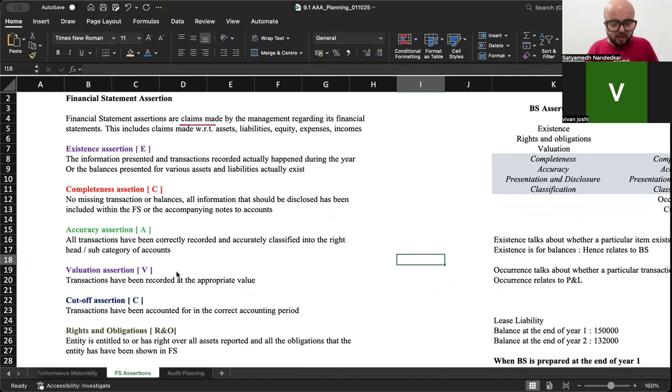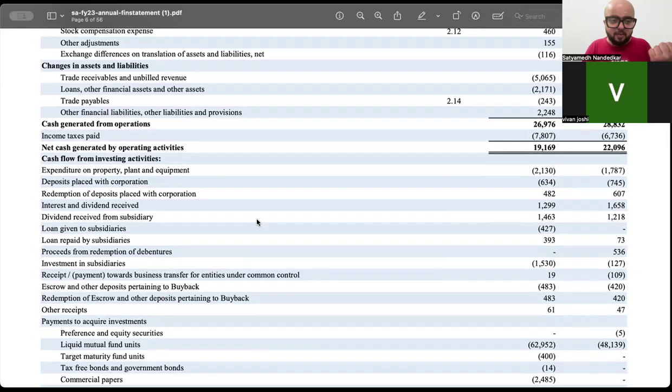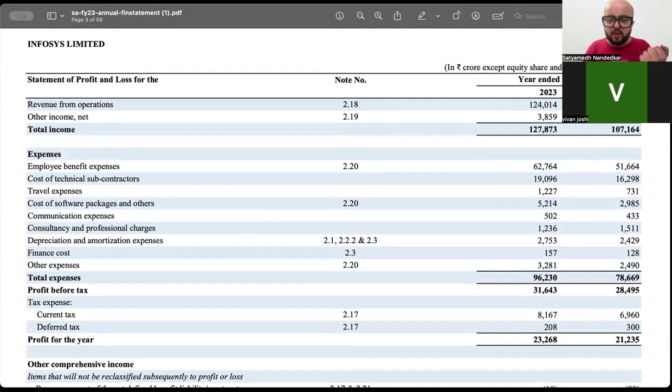आप ये देखो, यहाँ पे इंडिपेंडेंट डायरेक्टर, चीफ एग्जीक्यूटिव ऑफिसर, डायरेक्टर, company secretary, CFO of the company और एग्जीक्यूटिव वाइस प्रेसिडेंट एंड डेप्यूटी सीएफओ, ये छह लोगों ने साइन किया। यहाँ पे इट इज नॉट साइन बट एक्चुअली it has to be signed, right? When these people sign the financial statements, that means they have given their approval. They are enforcing the fact that yes, ये कंपनी में जो टोटल सेल था, वो 124,014 crores. This is the total sale of Infosys Limited for this particular year.